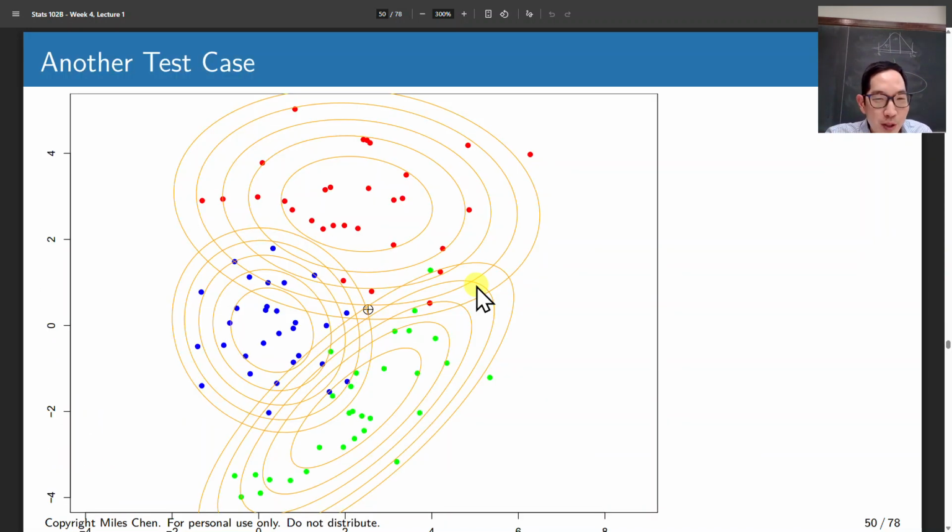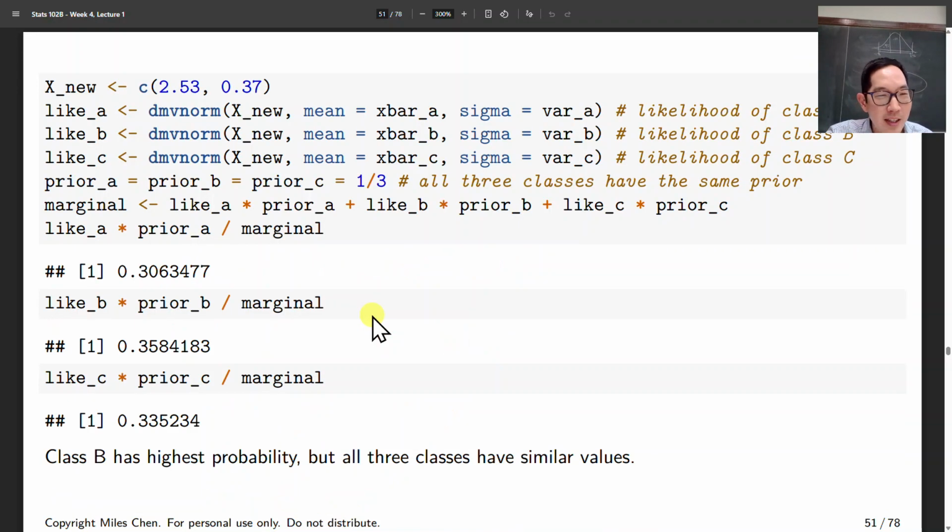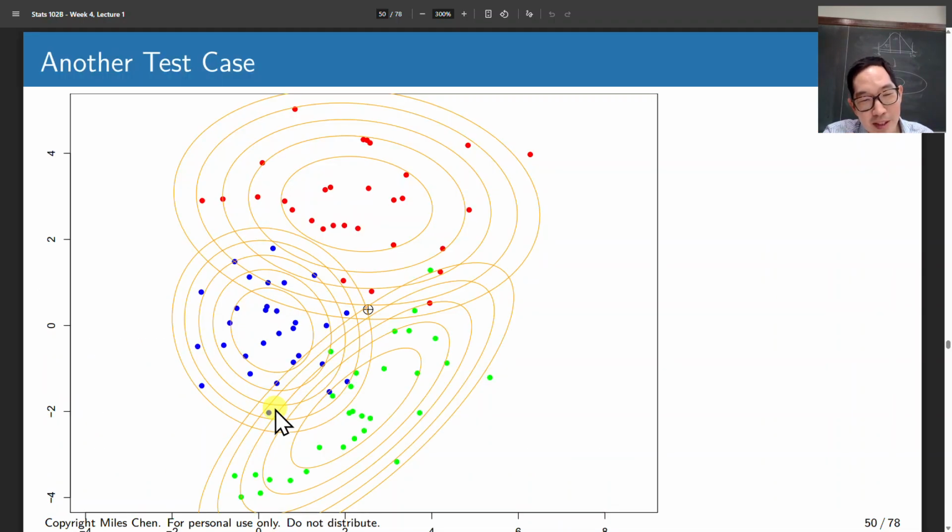And then here I tried to pick one somewhere in the middle, and this one could be anybody's, right? It could be red or blue or green. Indeed, if you do this, you get around 30% A, 36% B, 33% C. So you have different locations, and this aligns with what we would think.